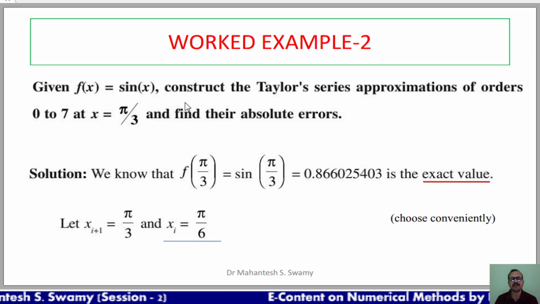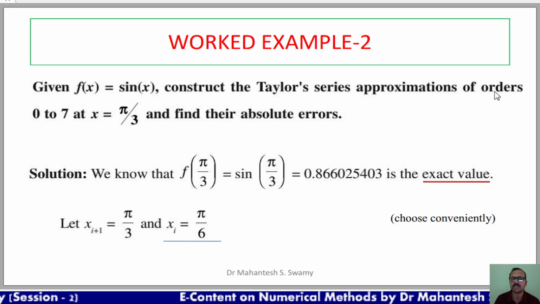Now, this is the second question. You can very easily understand this. The function here is sin x. Its derivatives will be cos x, minus sin x. Repeatedly, the derivative of sin is cos, the derivative of cos is minus sin, and similarly it goes on like that. So we have to construct the series approximations of orders up to 7. That is very simple work. I will show you at the point pi by 3, that is nothing but 60 degrees, and find their absolute error. Very simple work, I will show you.